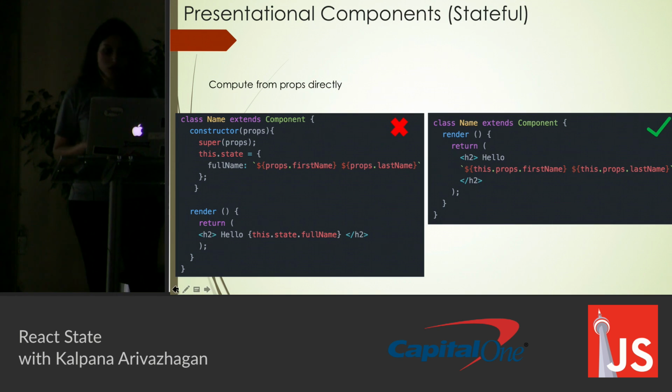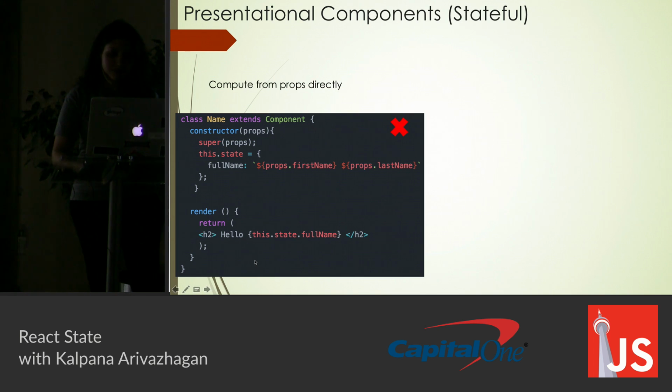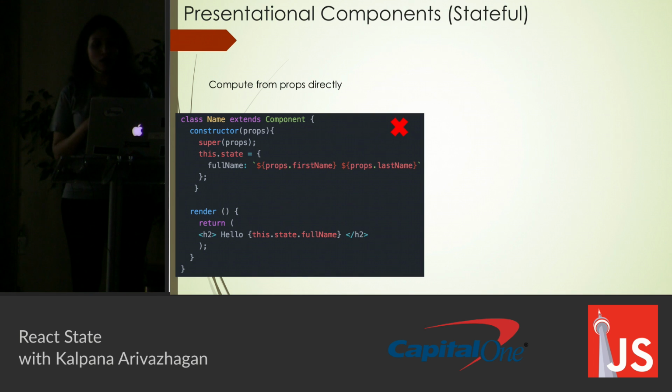So what's wrong with this approach is, at the very first time when we instantiate this component, we get the full name computed, and we are going to render the right full name, and we're going to say hello full name. That's OK. But what happens to the subsequent updates that happen to the first name and last name? Because we are not using the props directly in our render function, we are going to lose those updates.